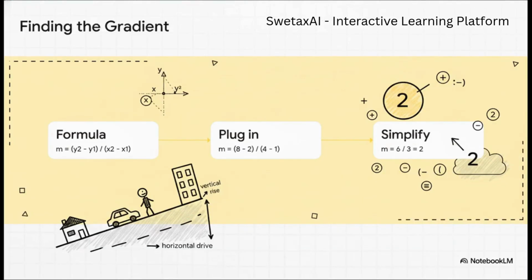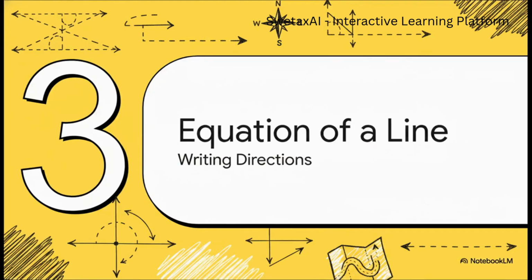Okay, let's actually see this formula in action. Say we want to find the gradient between the points (1, 2) and (4, 8). We just plug the y values in on top and our x values on the bottom. So 8 minus 2 is 6, and 4 minus 1 is 3. 6 divided by 3 gives us a gradient of 2. That means for every 1 unit we move across, we rise 2 units up. Simple, right?